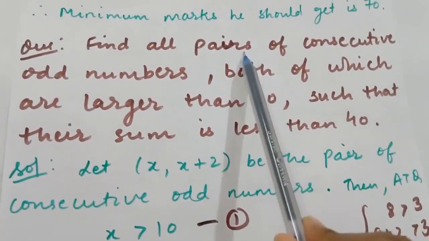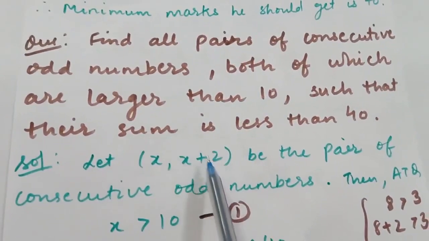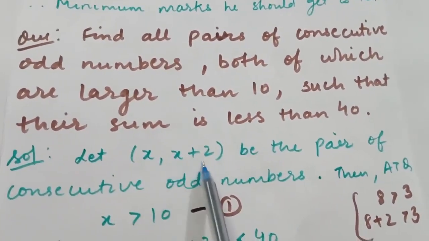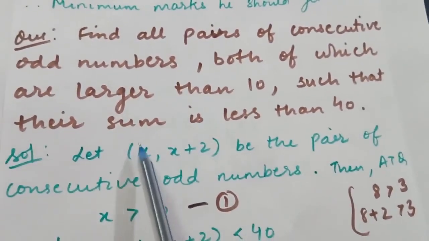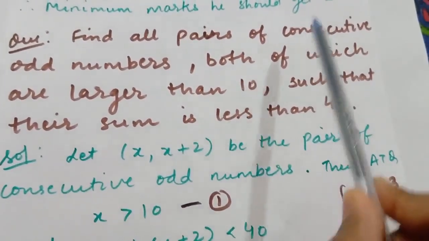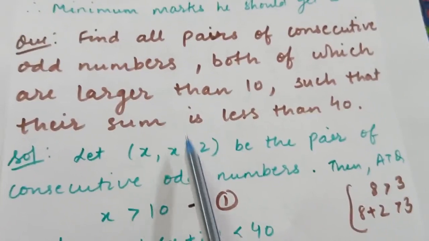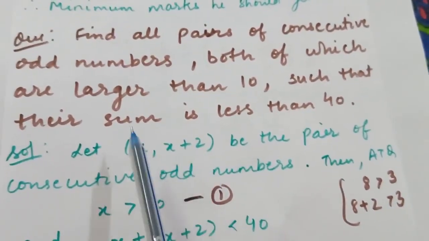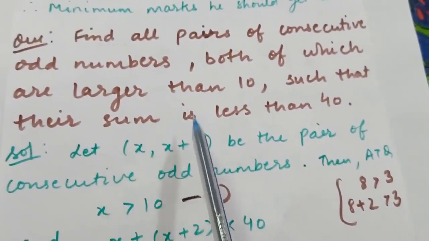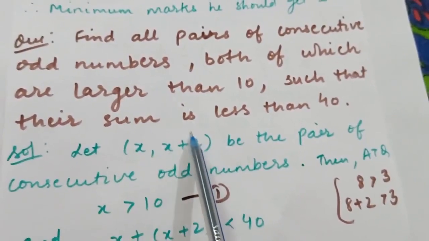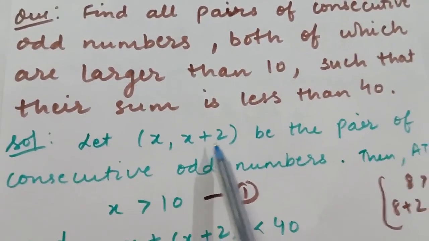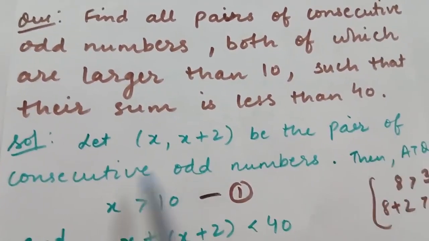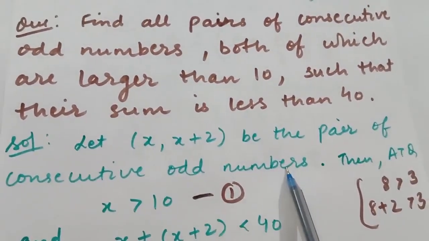Because we want to find the pairs, let the pair be x comma x plus 2. Why is this a pair? Because x is an odd number here. Now the next consecutive odd number will be x plus 2. For example, if x is 1, then the next consecutive odd number will be 3, which is nothing but 1 plus 2. So let x comma x plus 2 be the pair of consecutive odd numbers.